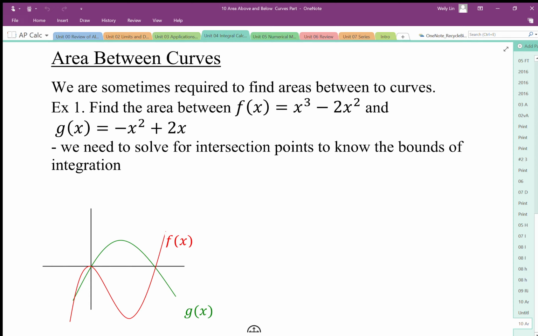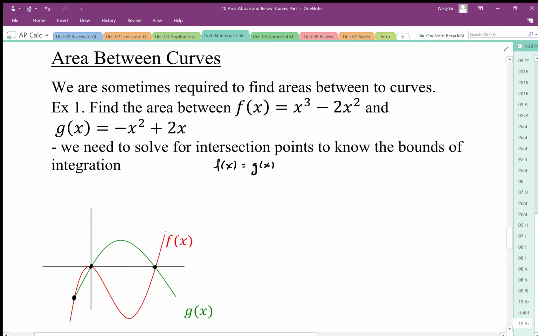To find the area between curves, the first thing we need to know is the bounds of our integrals, because for different bounds, we can see that the red function is above the green, and for different bounds, the green function is above the red. So the first thing we need to do is calculate these intersection points so that we can know what our bounds of integration are. And to do that, we make f of x equal to g of x, and then solve this.